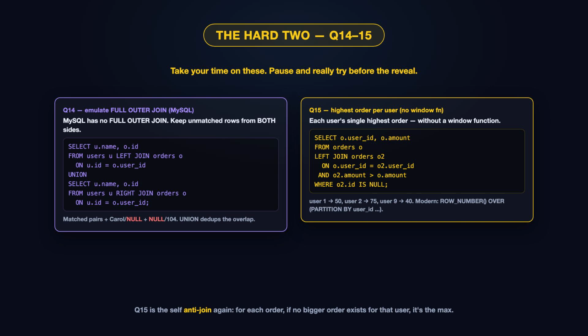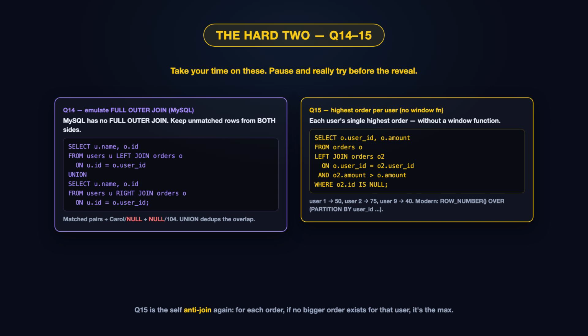Select o.user_id, o.amount, from orders o left join orders o2 on o.user_id equals o2.user_id and o2.amount greater than o.amount, where o2.id is null. For each user, if nothing bigger exists, this row is the maximum. You get 50 for Alice, 75 for Bob, and 40 for the orphan user.